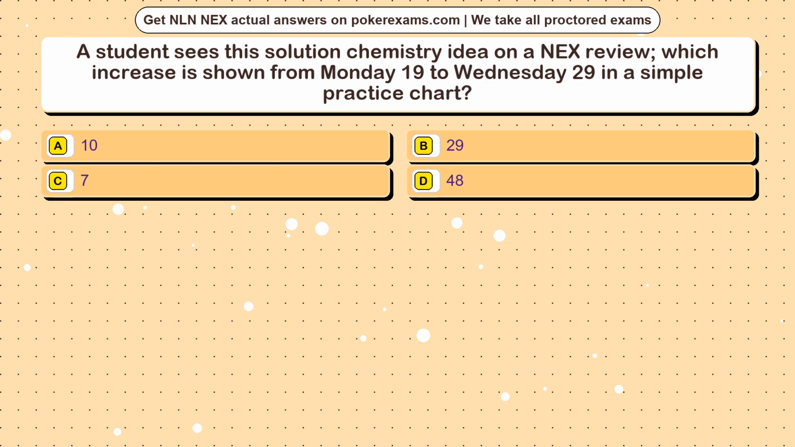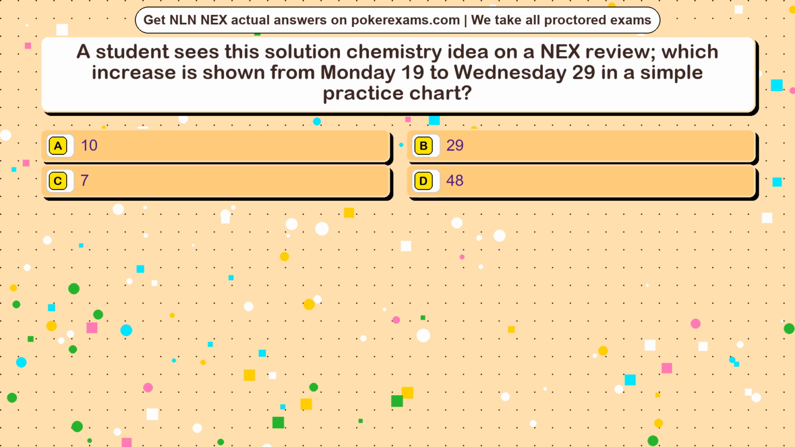Question 10. A student sees this solution chemistry idea on a NEX review. Which increase is shown from Monday 19 to Wednesday 29 in a simple practice chart? Option A, 10. Option B, 29. Option C, 7. Option D, 48.